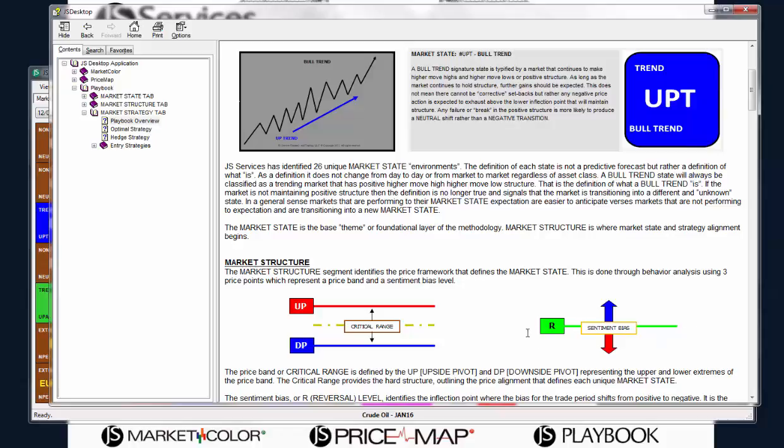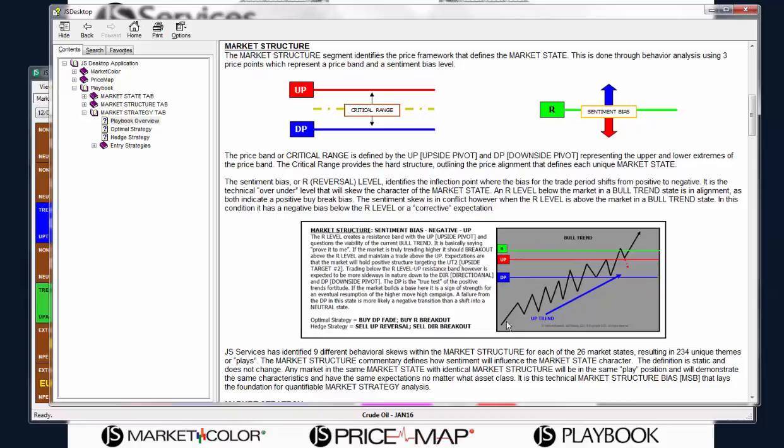It is the line in the sand for the trade period, and where that line is based on that market state condition is going to skew it. It's going to affect the bias. And then we also have what we call our critical range, which is defined by the UP upside pivot and DP downside pivot. This is kind of the area of indecision, the neutral zone where the market's going to make a decision to what direction it wants to go, or is it just going to be more of a neutral digestive trade. But these 3 price points form out the structure of the state.